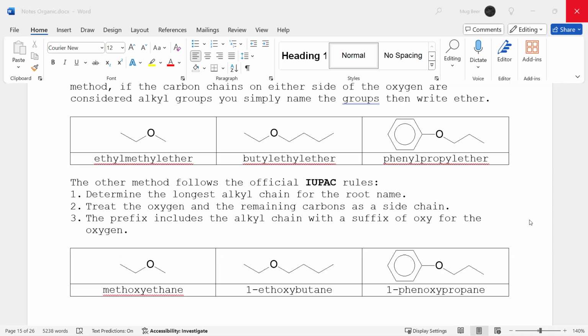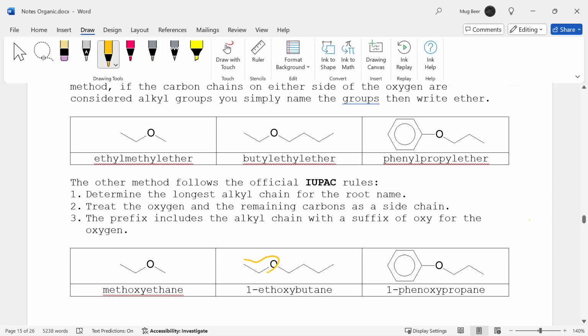The next one is going to be 1-ethoxybutane. So why do I need a number this time? This thing here is the side chain. And so that side chain is connected to carbon number 1 on this butane group. So it could be connected to carbon number 2, and in that case, it would be 2-ethoxybutane, but it's connected to the first carbon. So that's why we're calling it carbon number 1.